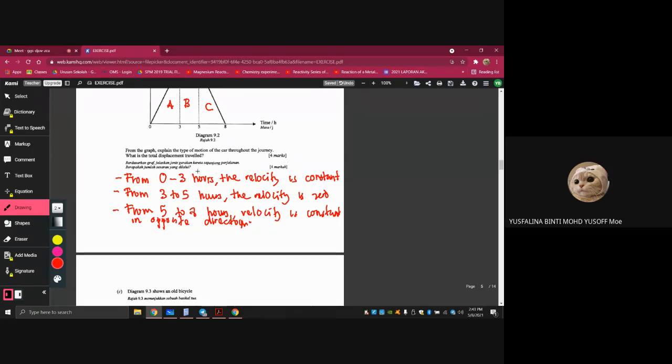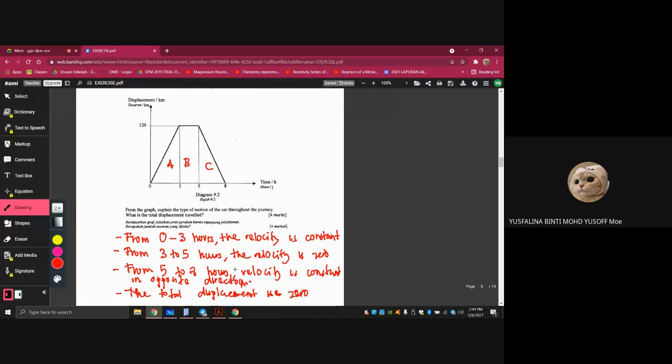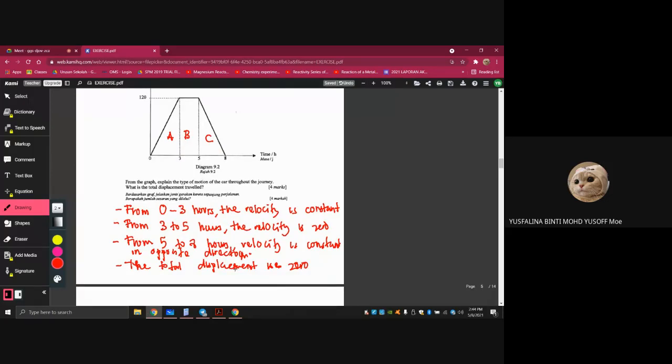So these 3 points mean you already got 3 marks. And then how about the total displacement? You can see the total displacement is back. So at 8 hours, we come back to the initial position. So the total displacement is 0. Okay, so 4 points. Who got all 4 correct? This one must have opposite direction. If you don't have this one, it's wrong.